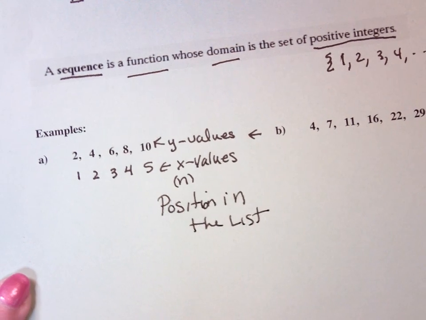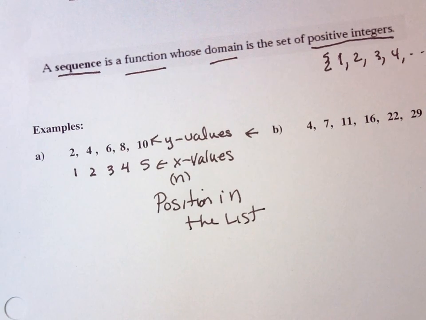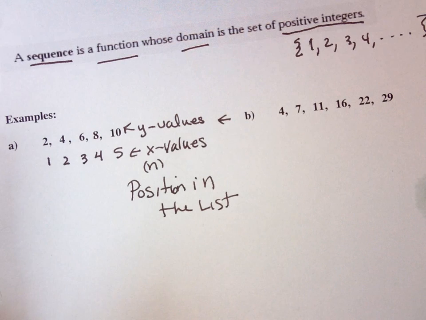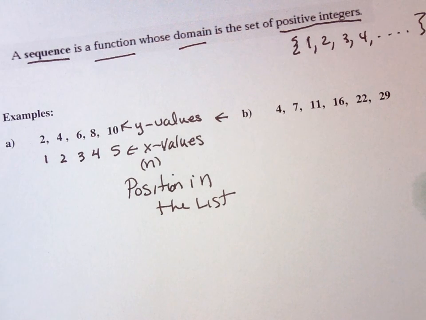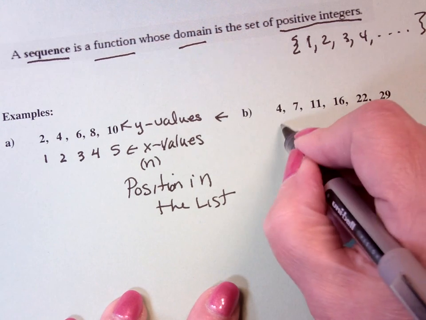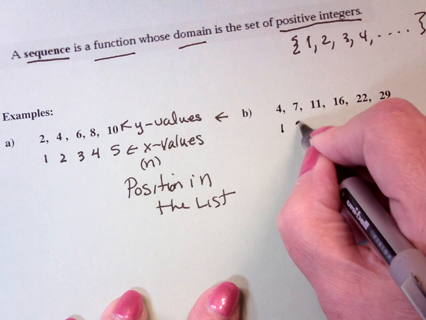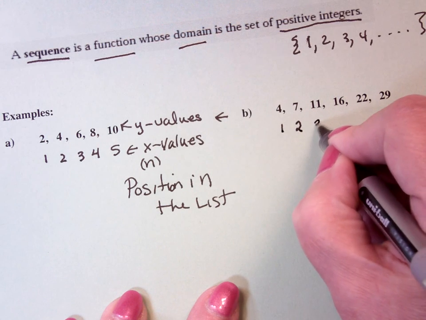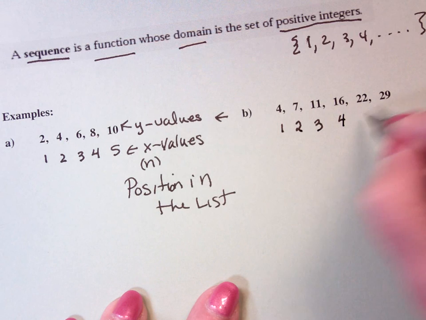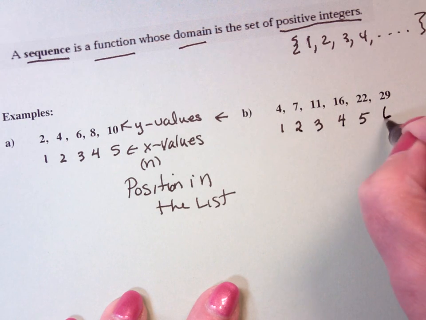What's most funky about this, more so than anything else, is that we're not talking about my domain being all real numbers; we're talking about positions in the list. We're still putting in X and getting out Y. So in this case, position 1 has a 4, position 2 has a 7, position 3, position 4, position 5, position 6.